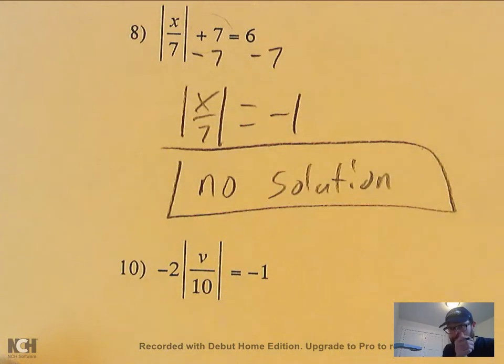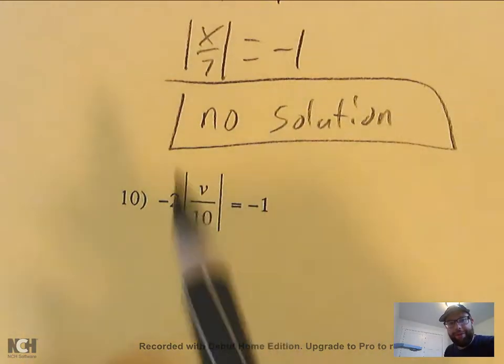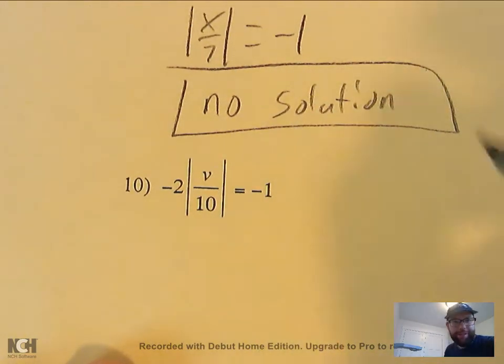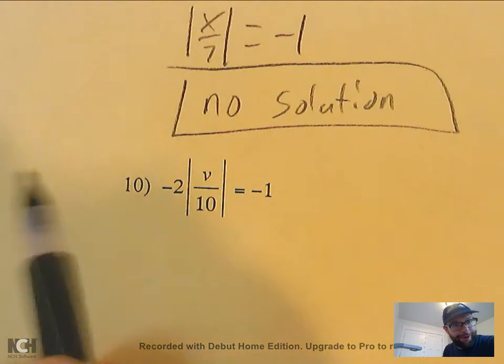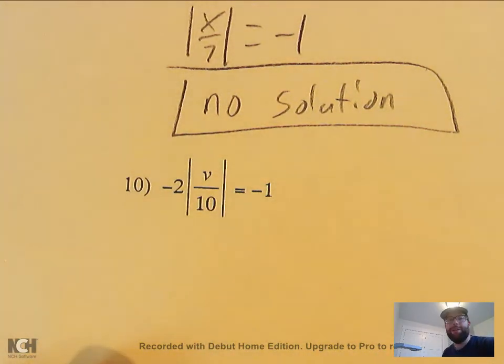Now, on that note, I have so many students start off this problem by writing no solution. That would be wrong. We have to get the absolute value all by itself first before we do our check.